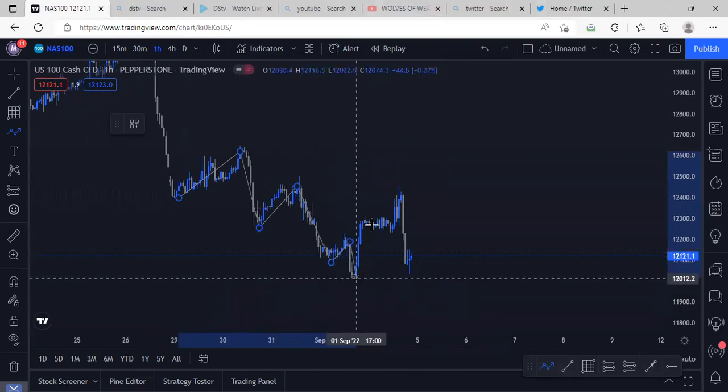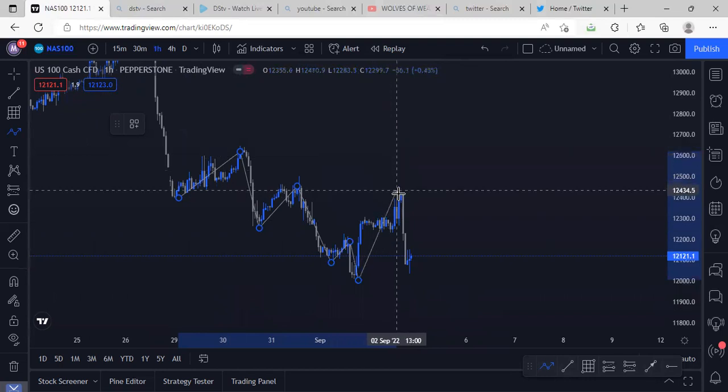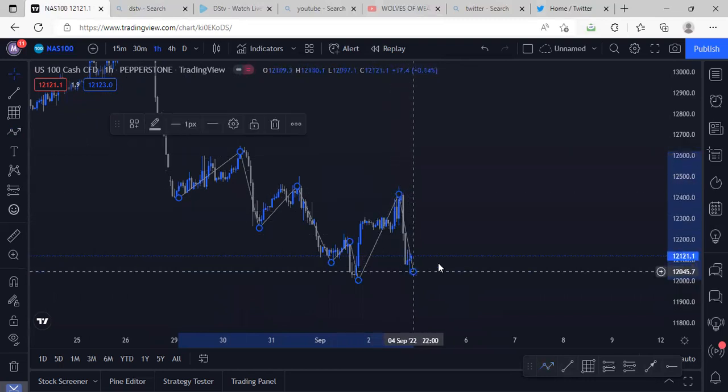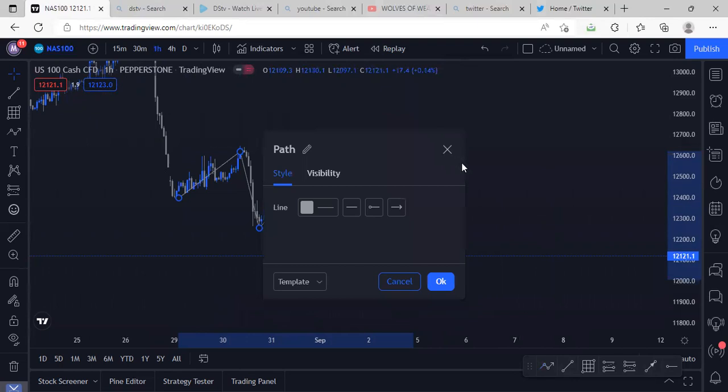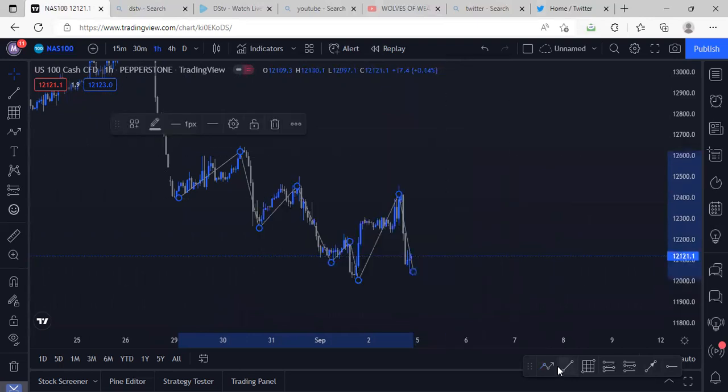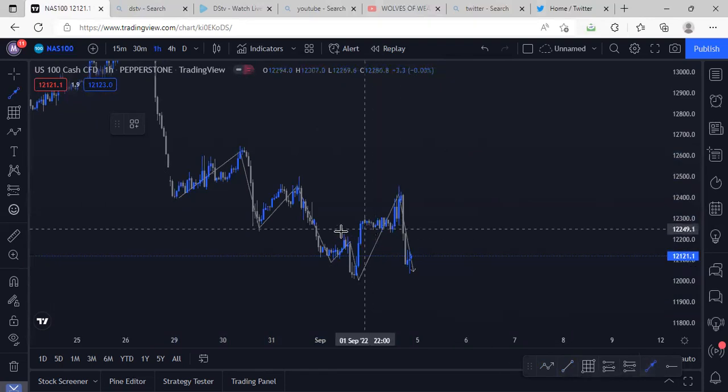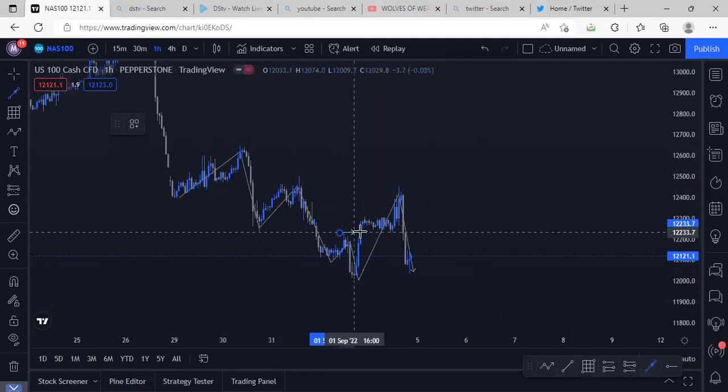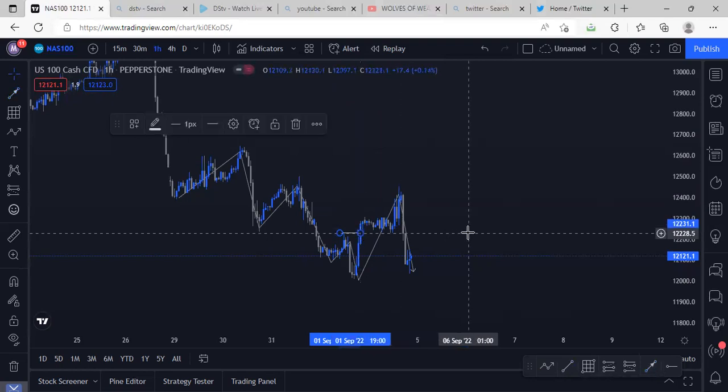In the market, right, the shape broke out. Okay, the market broke structure. Change of character, break of structure, whatever you want to call it.